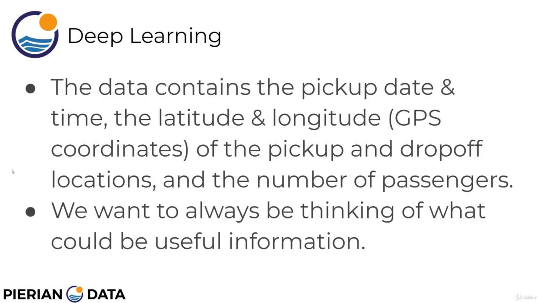So that Kaggle competition contained a lot of data about taxi rides. And the data contains taxi information such as the pickup date and time, the latitude and longitude, that is the actual GPS coordinates of the pickup and drop-off location, as well as the number of passengers that took that taxi ride. And when we're seeing this sort of data, we always want to be thinking of what could be useful information. And the idea of the competition is, given this sort of field of data, can you actually predict how much the taxi is going to charge for that particular ride?